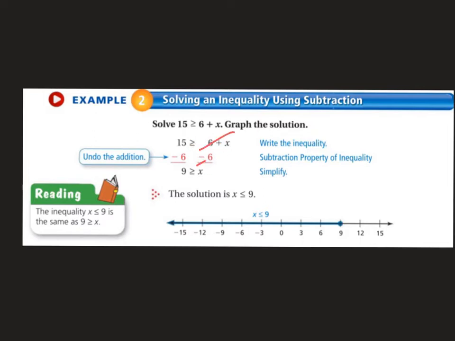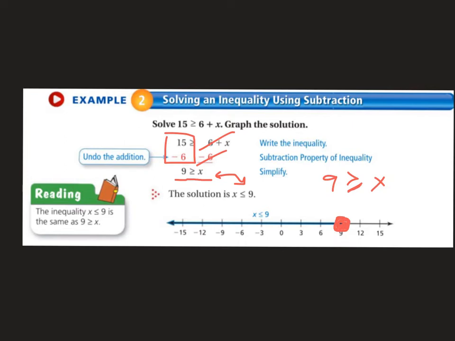And what that does is these two 6's cancel each other out, and we're left with just this side over here. So we have 9 is greater than or equal to x. So normally how we write this, we just flip it around to say x is less than or equal to 9, but they both mean the same thing. Okay, so 9 is where we're starting from, and it's saying it's greater than or equal to x. Okay, so because it's equal to, we do this.